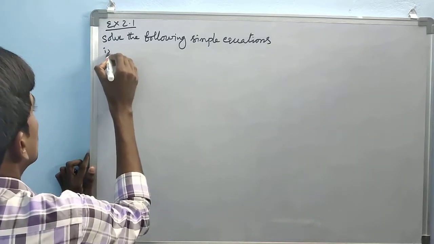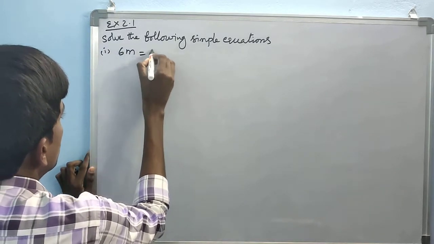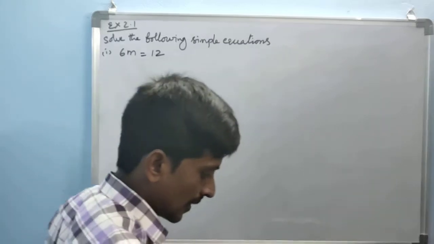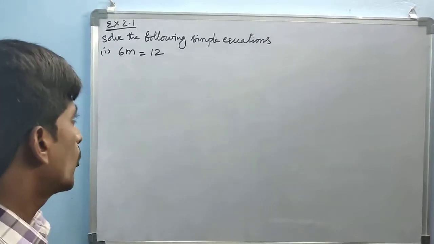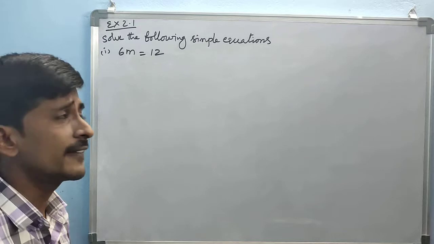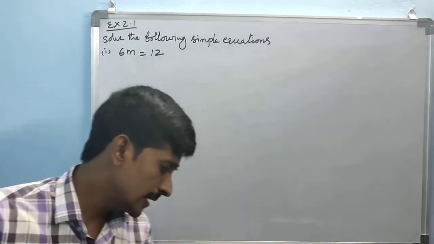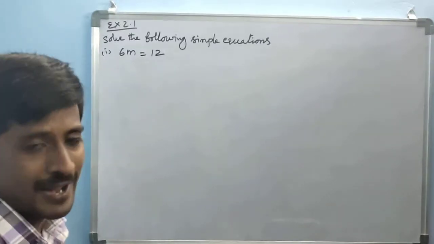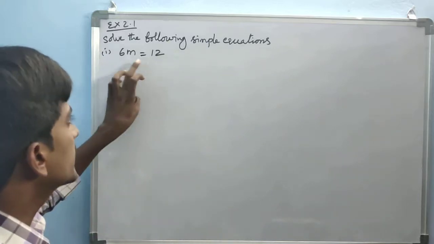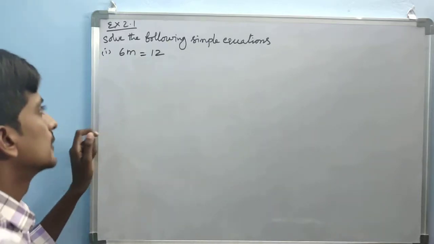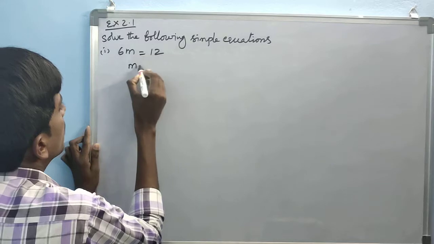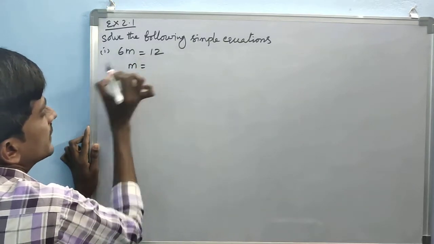First one, 6m equals 12. Solve means here one variable is given. Find the value of that variable. Here 6m equals 12 is given. 6m means 6 into m.